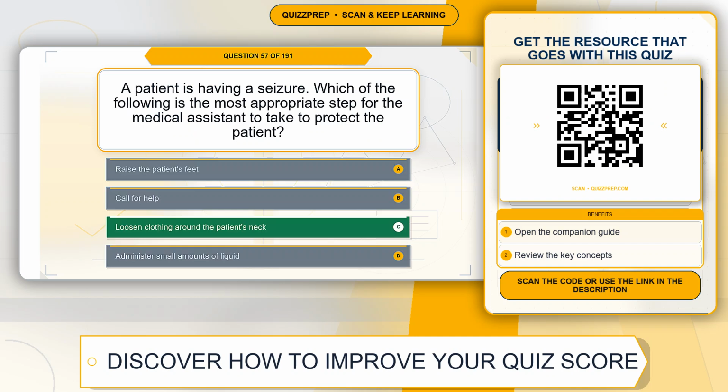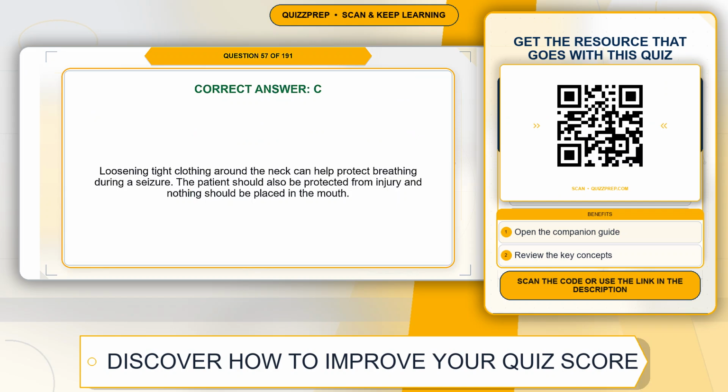The correct answer is option C, loosen clothing around the patient's neck. Explanation. Loosening tight clothing around the neck can help protect breathing during a seizure. The patient should also be protected from injury and nothing should be placed in the mouth.